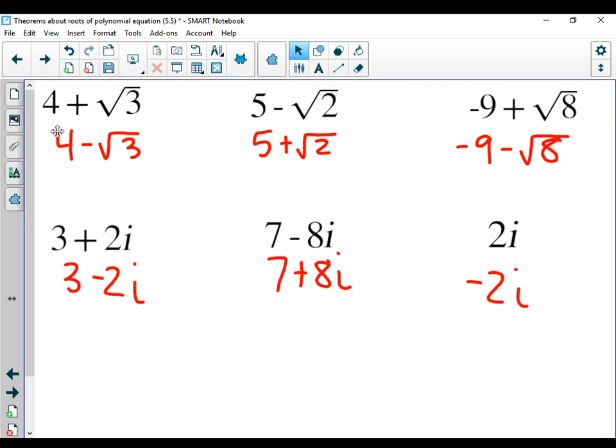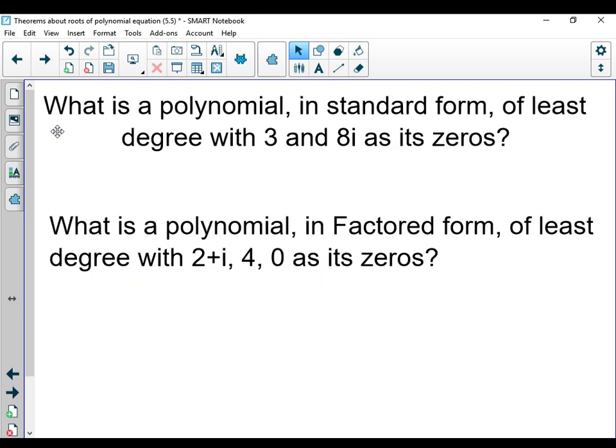Just like we did on the last chapter. If I give you a 0 or zeros and I tell you that I want it in standard form, okay? If I want it in standard form, that means you have to multiply. If I say leave it in factored form, you get to leave it in factored form, which is nice, okay? So for the first one, I have 3 and 8i as my zeros.